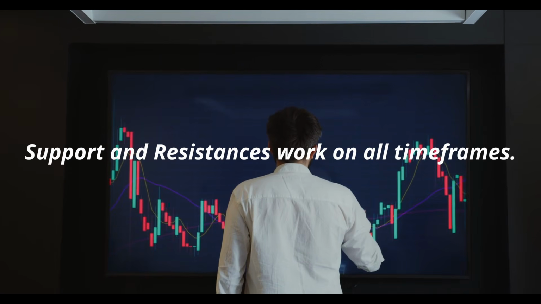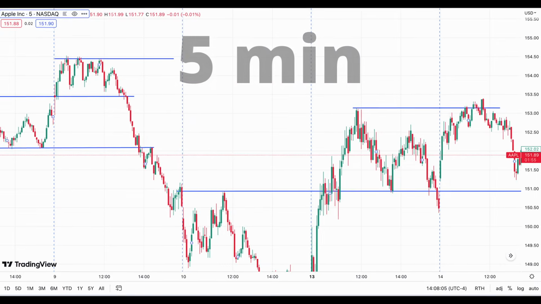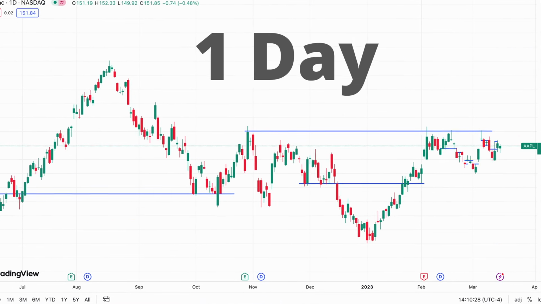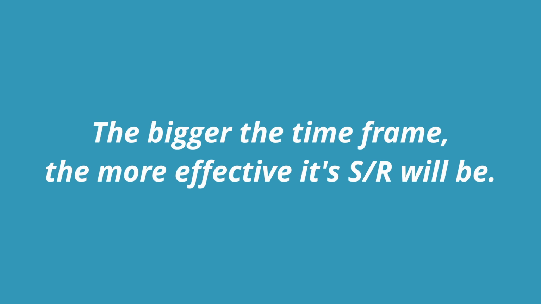Support and resistances work on all time frames, from 5 minutes to daily. There might be different support and resistances for different time frames, but the bigger the time frame, the more effective its support and resistance will be.